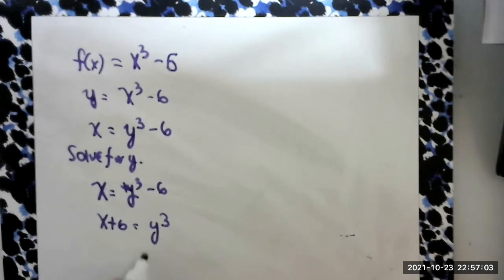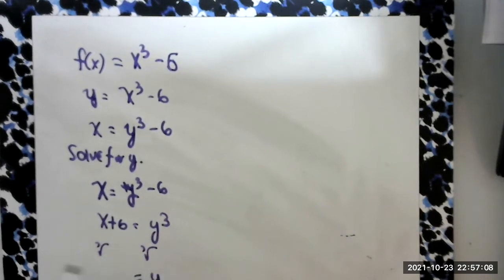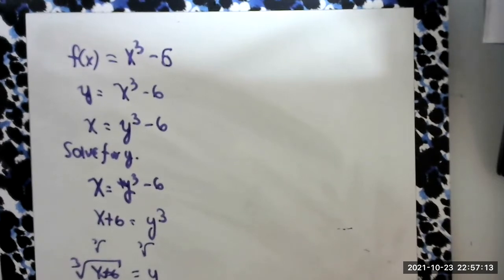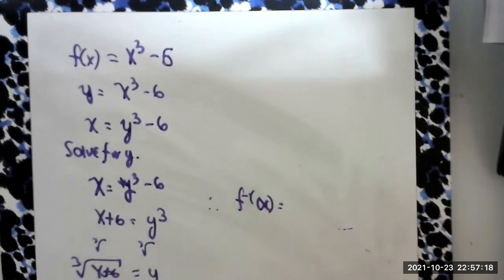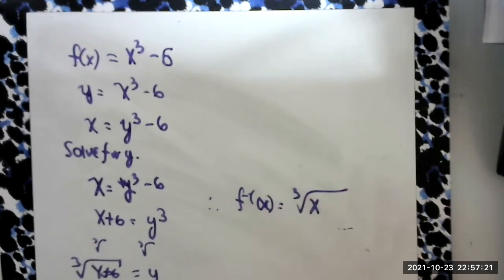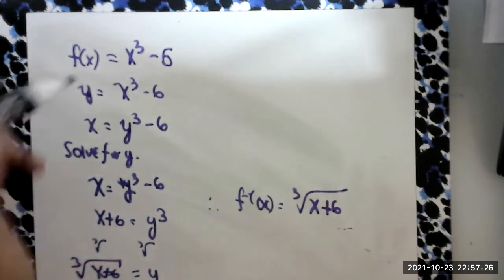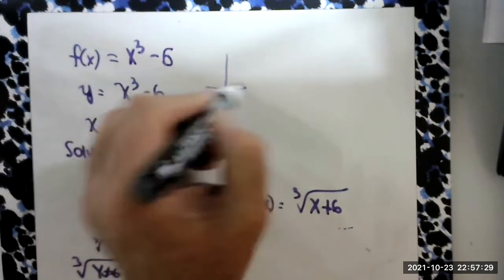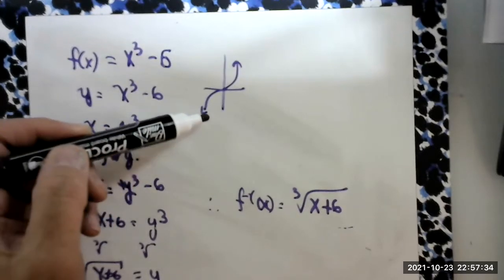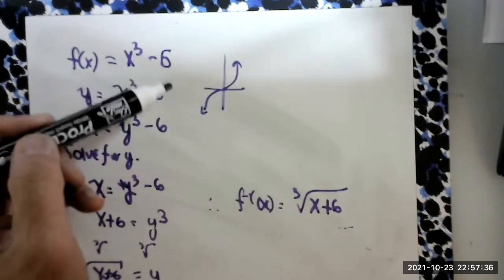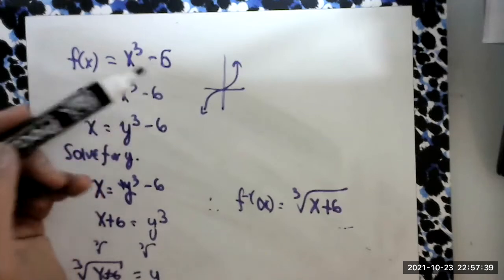Now we take the cube root of both sides of the equation. So y equals the cube root of (x plus 6). Therefore, my inverse function, f inverse of x, will be the cube root of (x plus 6). Of course, if you recall, the cube function is like that. So the domain is all real numbers. The range is all real numbers. We just simply push this down 6 units.